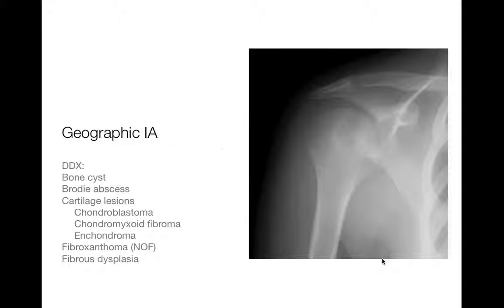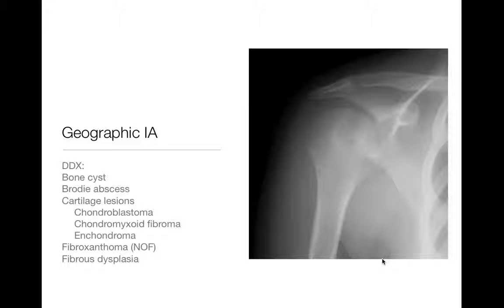This is a basic differential, not complete, but common things you would see for geographic 1A lytic lesions. And all these things on the differential are benign things. Notice infection is going to creep on there. Infection is going to be pretty much in every differential for a bone lesion. Infection can look like all kinds of different things, and it's always good to keep in mind that what you're looking at may not actually be a tumor, but it may in fact be infection.